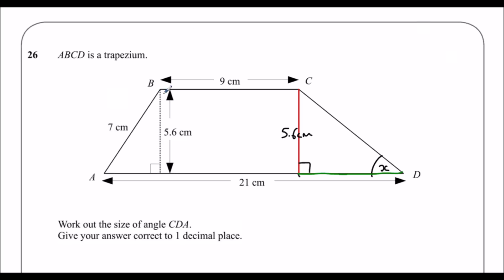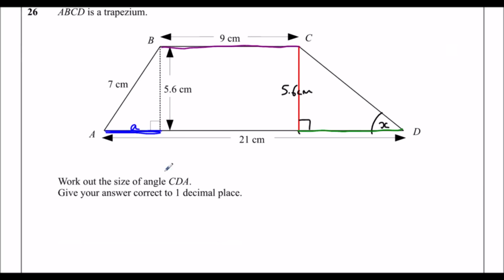Then we can also work out this length here, this green length here, by taking away 9 and taking away this length here. And we can find this length if we call this one A. We can find it out using Pythagoras. A squared plus B squared equals C squared, where C is the hypotenuse, the longest side. That's the 7. So A squared plus 5.6 squared equals 7 squared.